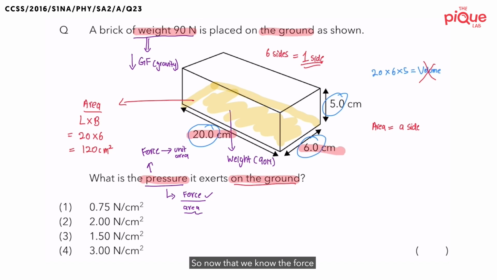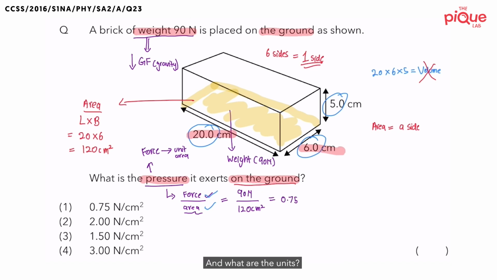So now that we know the force and we know the area, can we calculate the pressure? Yes, we can. So the force is 90 newtons divided by the area, which is 120 cm square. And what is the answer that we will get? So if you quickly key into your calculator or you do a bit of quick math, you'll see that the answer over here is 0.75.